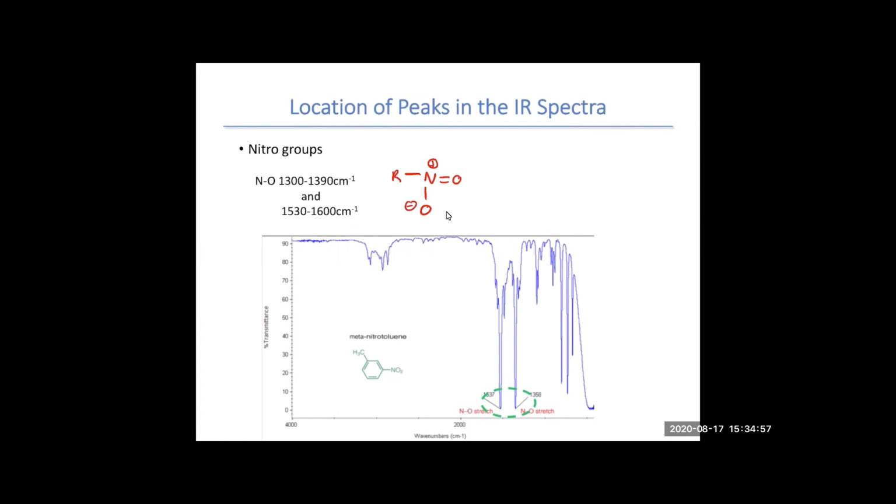So we'll see two peaks, one for the single bond NO and one for the double bond NO. And those peaks tend to occur as kind of two daggers coming down like you see here. One of those peaks is between 1300 and 1390. The second peak is between 1530 and 1600. If you see these two peaks coming down, you can start to think you might have a nitro group present. And the two peaks tend to be about the same intensity.